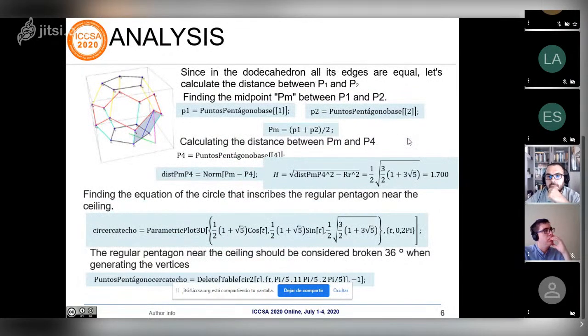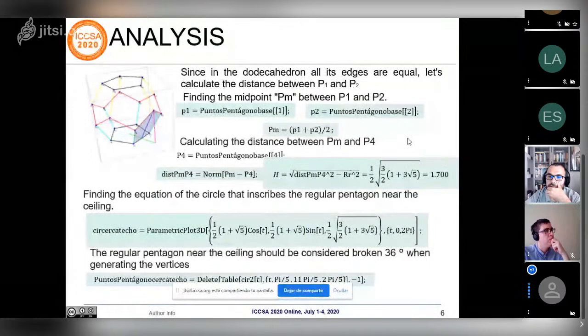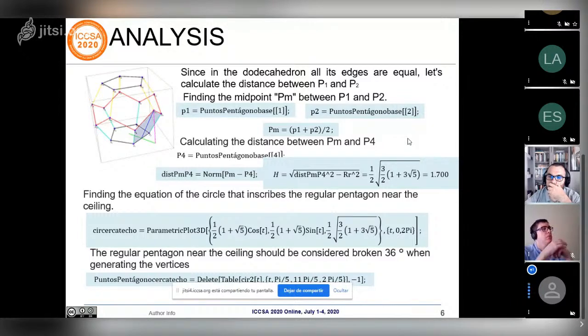Afterwards, we constructed the regular pentagon called near the base, inscribed in a circumference whose radius is the golden ratio, approximately 1.618, and whose vertices have rotated 36 degrees in relation to the first two regular pentagons, and it is found at an approximate height of 1.700.